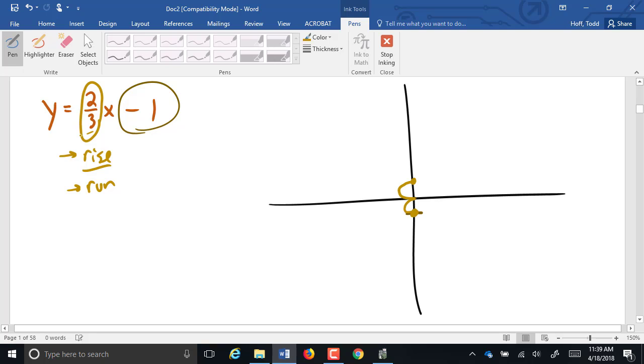So that denominator is 3, so we go over 1, 2, 3. And that is the second point on our line. So our line goes through those 2 points.